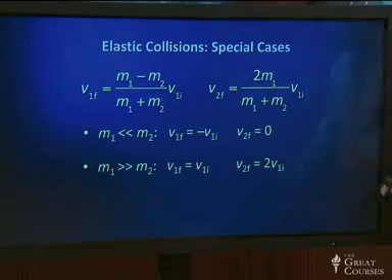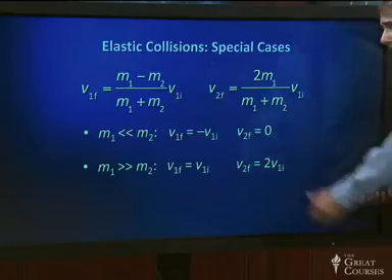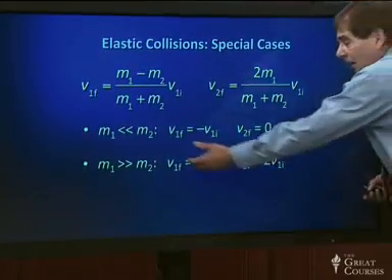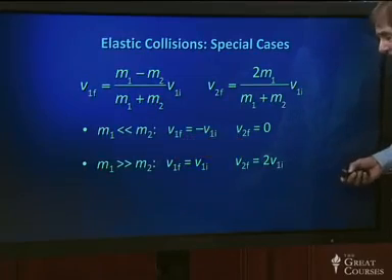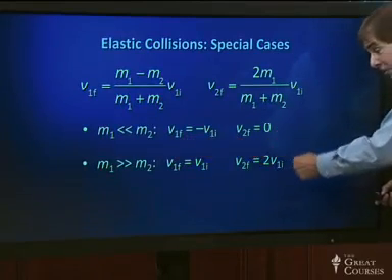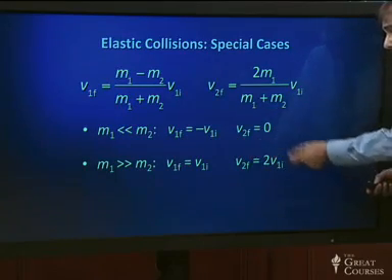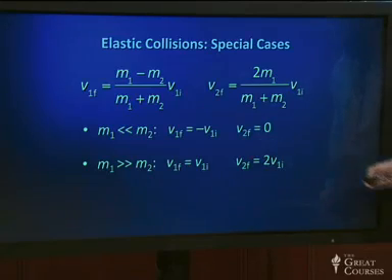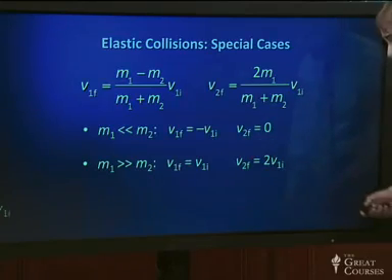What if m1 is much, much greater than m2? Well, then it's as if m2 was hardly even there. The velocity of the incoming object is essentially unchanged, and this is a surprising result. The struck object goes off with twice the velocity of the initial object. That's what the mathematics is telling us.